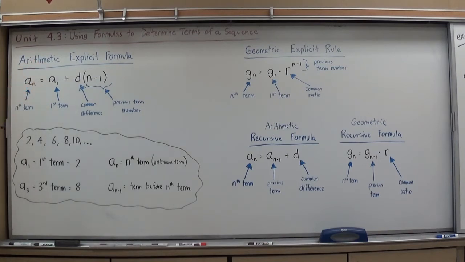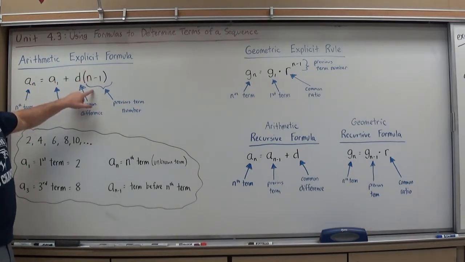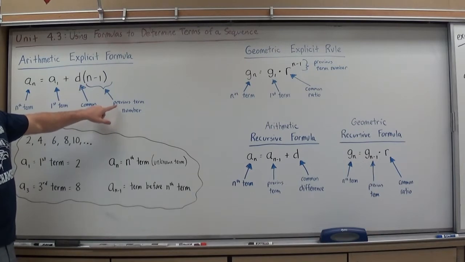Within the formula, though, I have to know the first term to even use it. A sub 1 represents the first term. D is our common difference. That's what it's adding by or subtracting by in the equation. We learned that already. And n minus 1 is just a part of the equation that we need to solve it. What it ends up being is the previous term number.